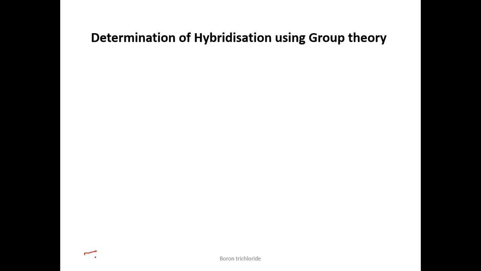In today's lecture, we are going to discuss the method of determining the hybridization of a molecule using group theory. There are three major steps involved in determination of hybridization of a molecule using group theory.